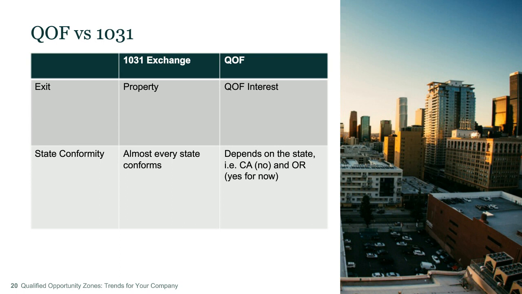And then you've got the state conformity issues, and this is a big one, particularly with high tax states like California, where they can take as much as 13.3% of your gain. Pretty much every state, with the exception of 1 or 2, conforms to 1031 exchanges, which means you can exit the property, roll into new property, and defer your gain for state tax purposes.